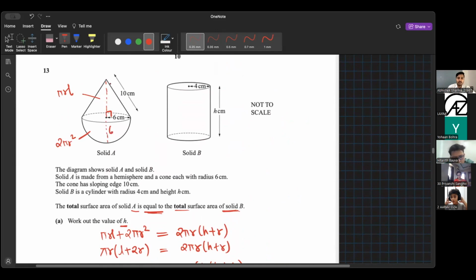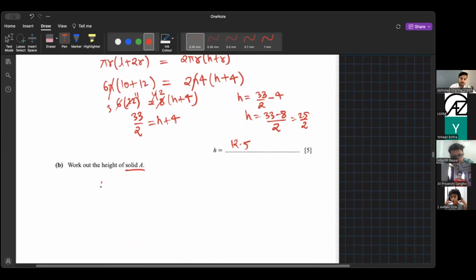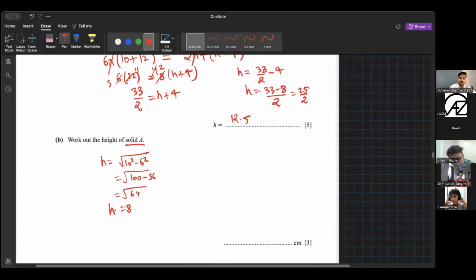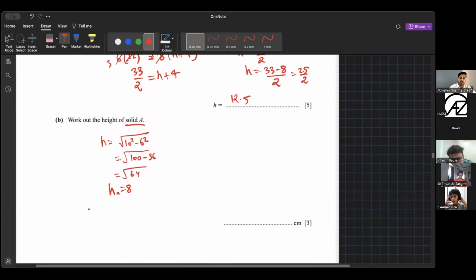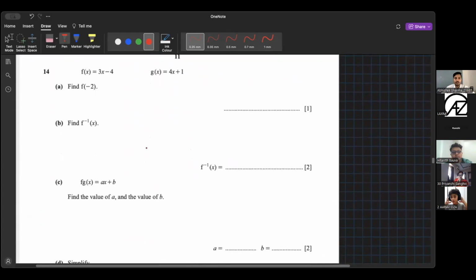The height of the cone we can figure out using the Pythagorean theorem. So H will be the square root of 10 squared minus 6 squared, which is 100 minus 36, which is 64, that is 8. So the height of only the cone is this much. Total height will be 8 plus 6, right? That is 14 centimeters. Clear? Let's move to another question.